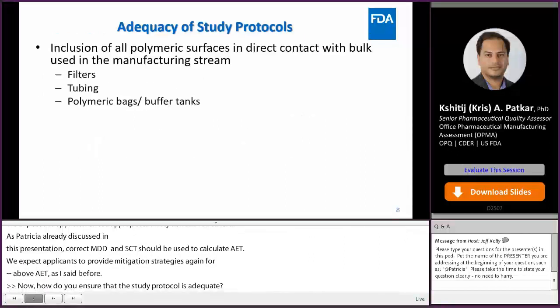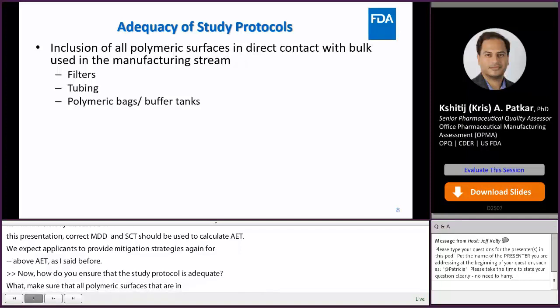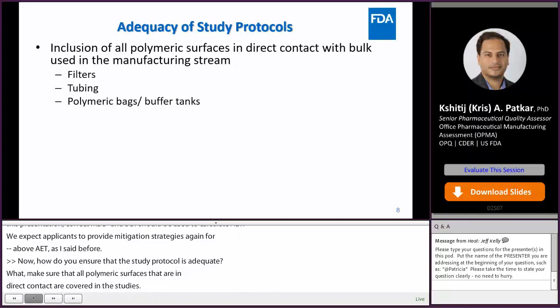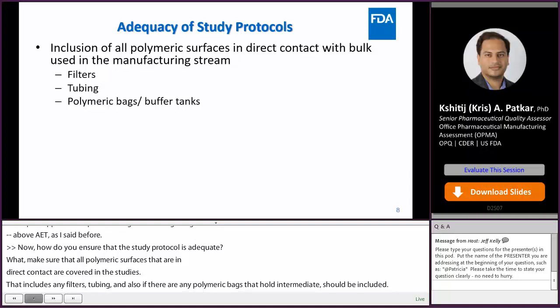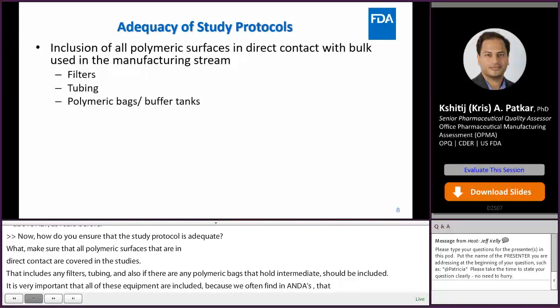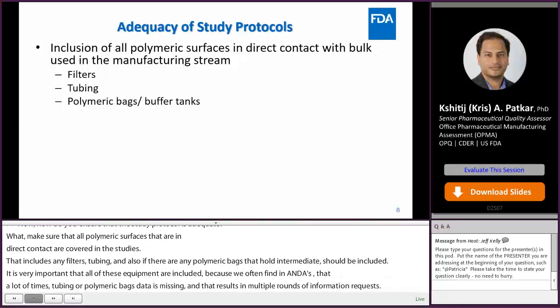Now, how do you ensure that the study protocol is adequate? Well, make sure that all polymeric surfaces that are in direct contact with the bulk are covered in the studies. That includes any filters, tubing, and also any polymeric bags that hold the intermediates. It is very important that all of this equipment is included because we often find in ANDAs that a lot of times tubing or polymeric bag data is missing, and that results in multiple rounds of information requests.